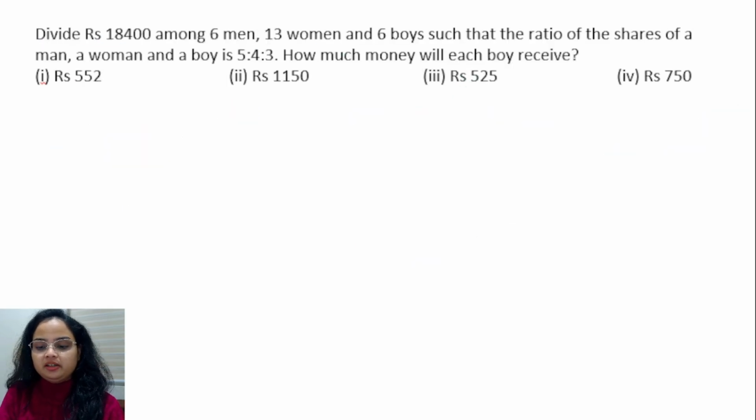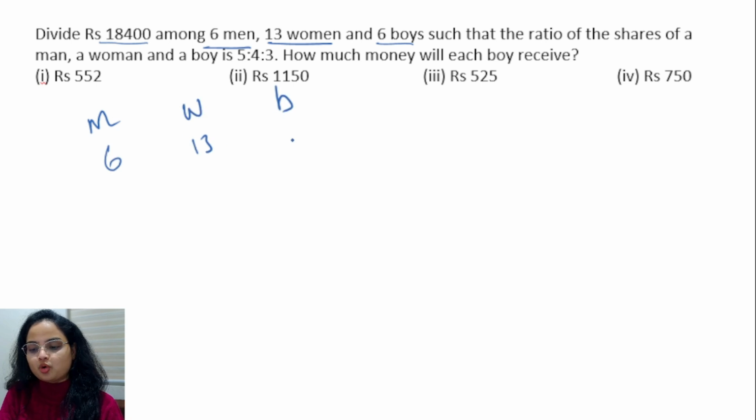Next one. Divide 18,400 among 6 men, 13 women and 6 boys. See how many men are there? 6 men, women are 13 and boys are 6. Such that the ratio of the shares of a man, woman and boy is in the ratio of 5 is to 4 is to 3. This is the share of each man, woman and each boy. So here we will assume as 5x, 4x and 3x.